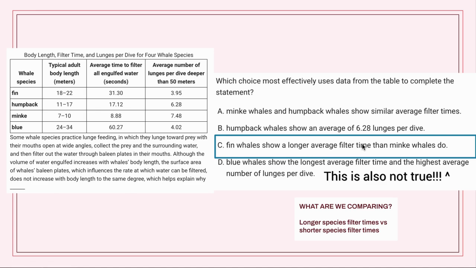But this one directly proves it, because we're comparing a longer one to a shorter one and saying that the longer one takes more time to filter out all the water. So again, this one's a little complicated. You kind of have to think about it. You have to link the variables together to make it make sense with the graph. But also, you don't have to understand everything. You just need to understand that you need to compare a long one and a short one and their filter times. And C is the only answer choice that does this.